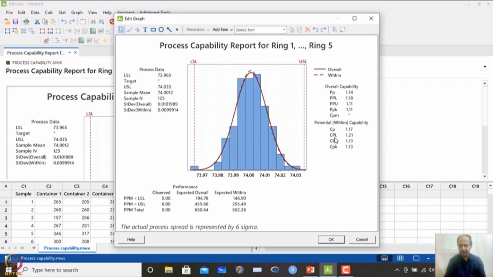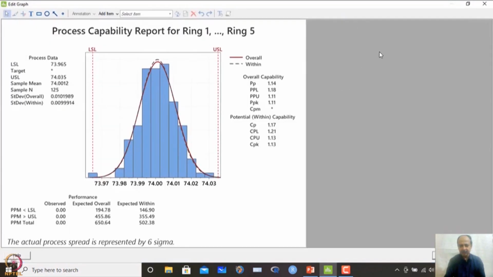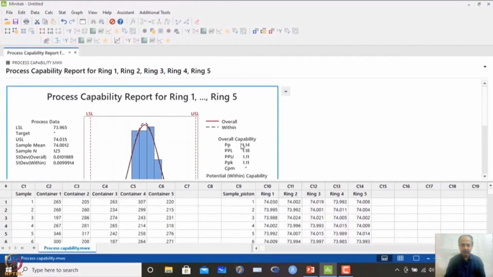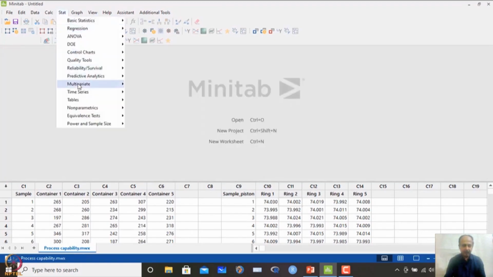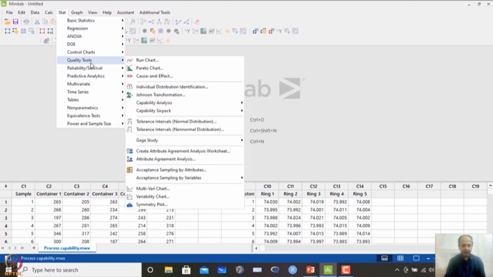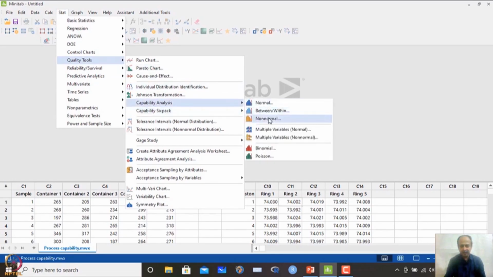So, CPL, CPU, both side specification, similarly PPL and PPU is reported over here, and PPK index is calculated like that. Okay. And similarly, what we can do is that the other data set we can see that one also, quality tools, capability analysis for the next one.